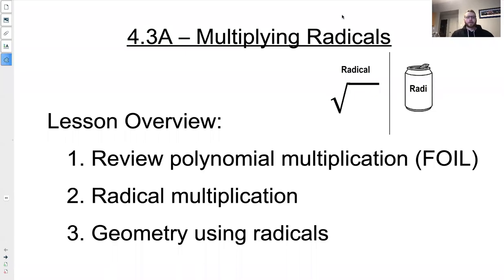All right. For this video lesson, we're going to be working on multiplying radicals. Just a lesson overview here. We will start with reviewing polynomial multiplication using the FOIL method. So that is the first, outside, inside, last. Then we will move on to radical multiplication. And lastly, we will solve some problems related to geometry using radicals.